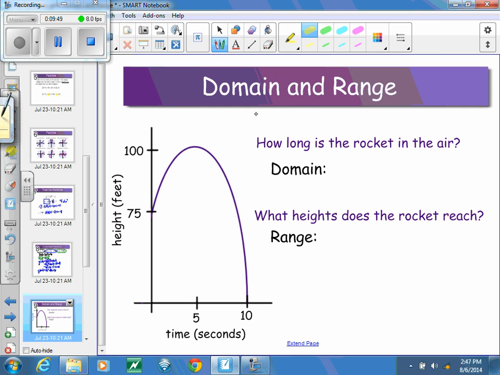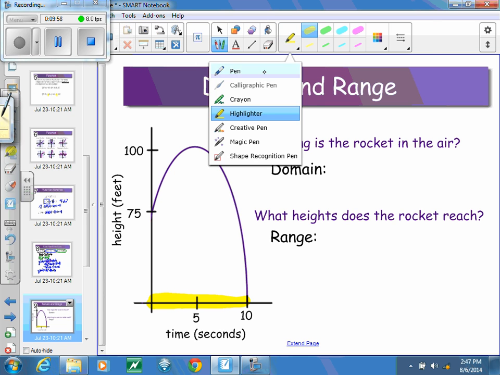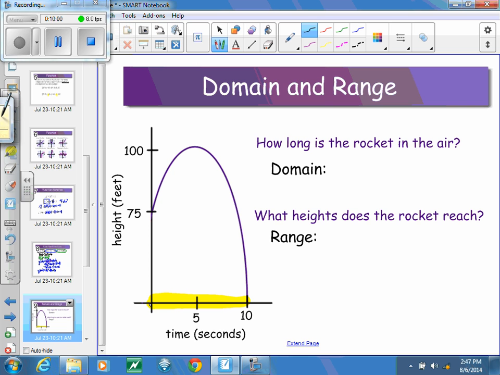And so what I would want to look at here is what's along my x-axis. Because I can't have negative time for a rocket being in the air, I can say here that my rocket is starting at 0 seconds. And then it went up in the air and it came back down, and it took 10 seconds to get down to the ground.